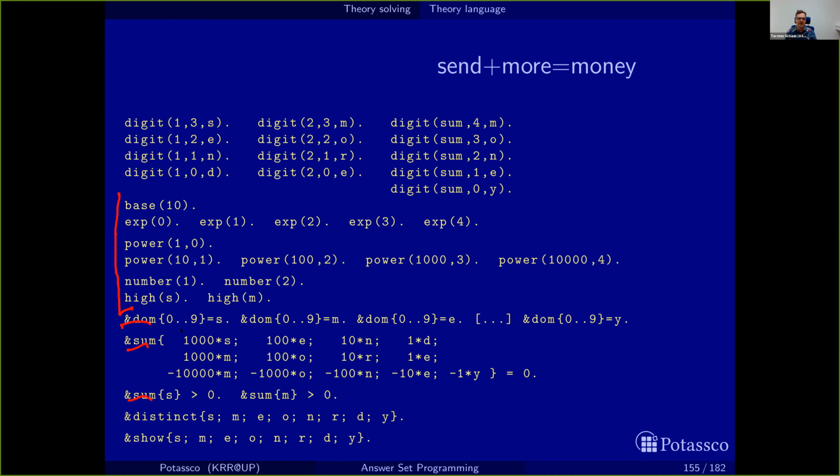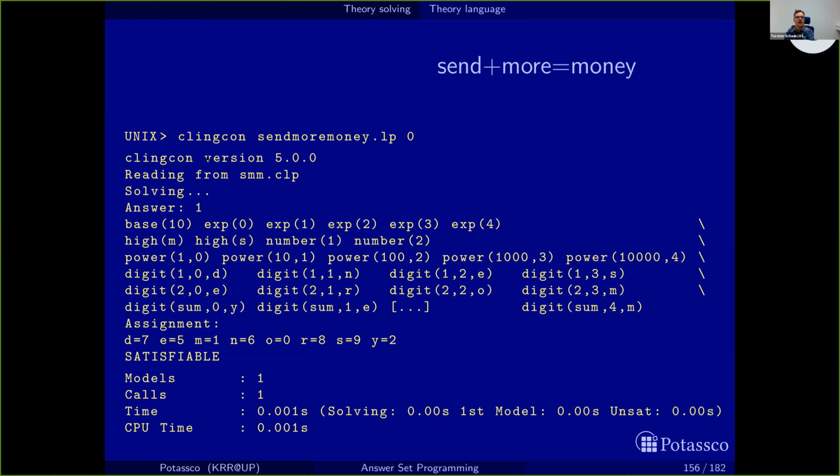And the way to solve this send more money problem is just to say, well, you build the sum of the send and the more, and then you subtract the money from it. And if this is 0, then you've solved the problem. And then you have to say that all of these are all distinct, and you want to show them anyway. So this is how this then works.